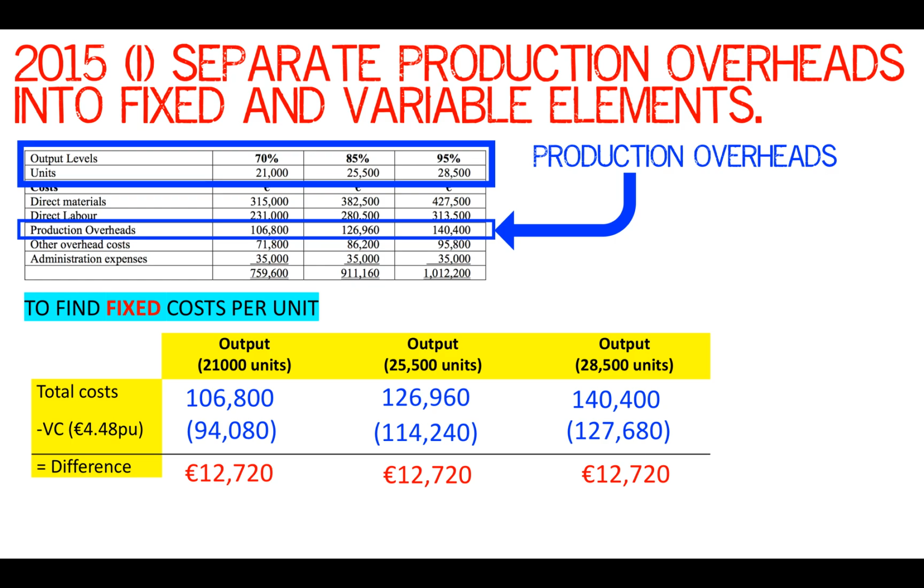If you want to pause the video now and work through that on your calculator as well, you can do that. But you'll see across the board, our fixed costs are actually the same: €12,720, €12,720 and €12,720. So you can see it stayed the same regardless of the change in output here. That is us having separated the production overheads into fixed and variable elements. So that is the first part done.